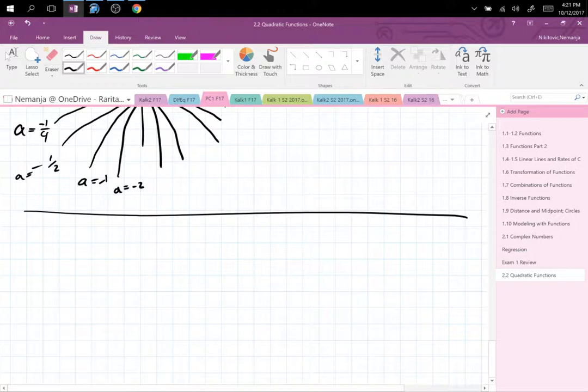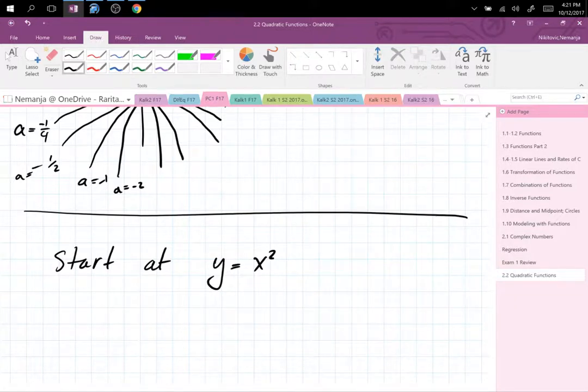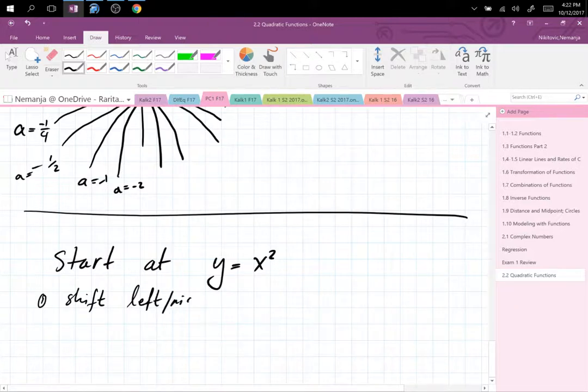Now, let's learn this really cool form. And this really cool form is the standard form. Start at y equals x squared. And then shift left, right.